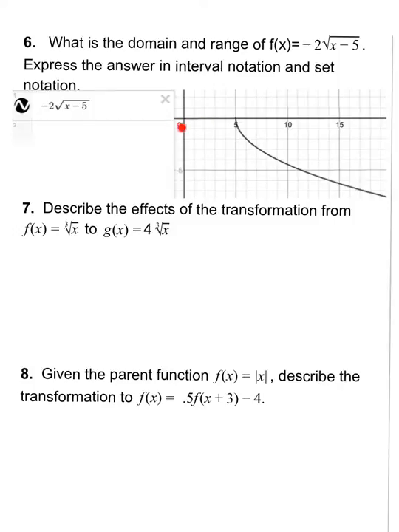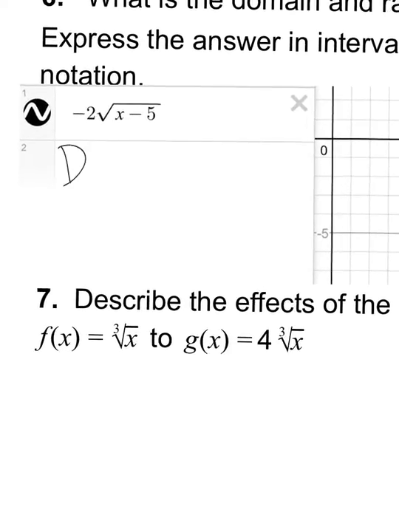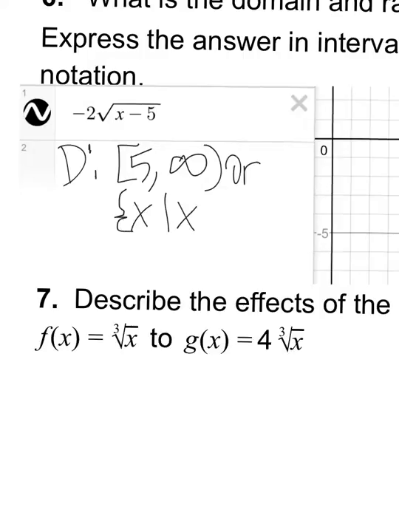How's that going to affect the domain and range? The fact that it went right 5 will affect the domain, because domain is on the x-axis moving left and right. And then the fact that it flipped over the x-axis will affect the range. Because it starts at 5 and it's moving to the right, it doesn't matter if it's opening up or down. If it's moving to the right, that's moving towards positive infinity for the domain. So the domain started at 5 and then it moved towards positive infinity. Or you can express that as set notation, so x such that x is greater than or equal to 5.